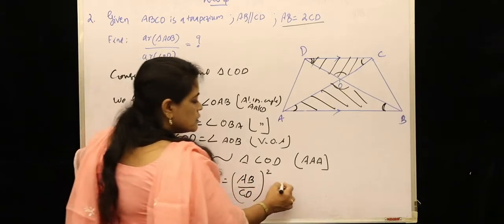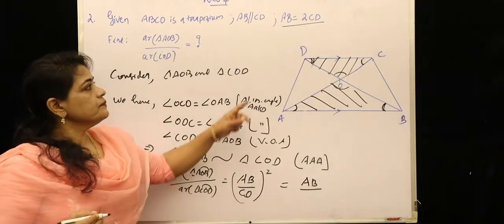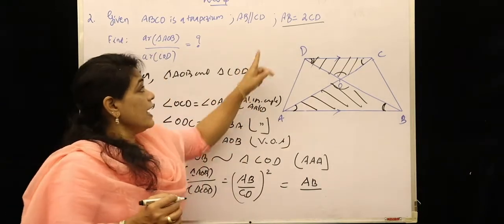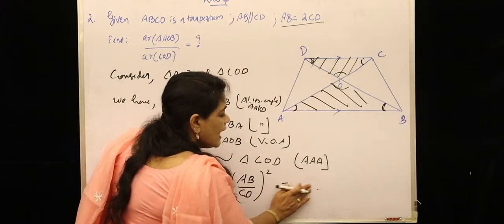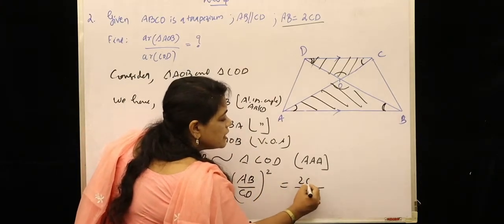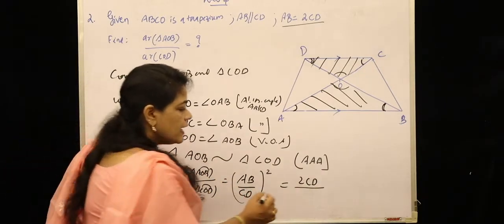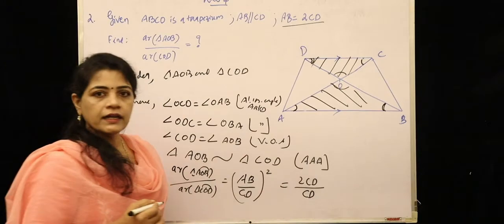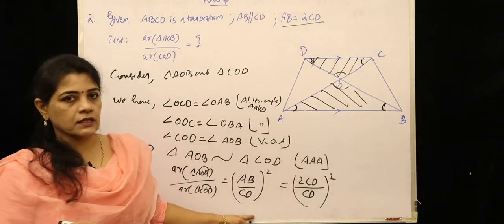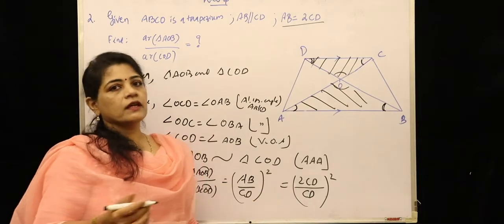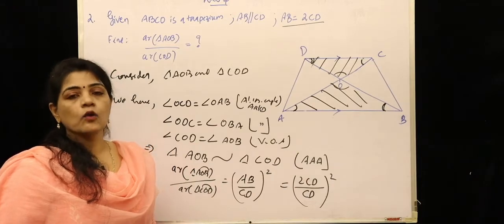And I am going to substitute here AB divided by CD. Here AB equal to 2CD, so I am going to substitute AB as 2CD, as it is given, divided by CD as it is. I am not making any change for CD, and I am going to square them according to the result, that means the square of the ratio of their corresponding sides. So 2CD divided by CD whole square.